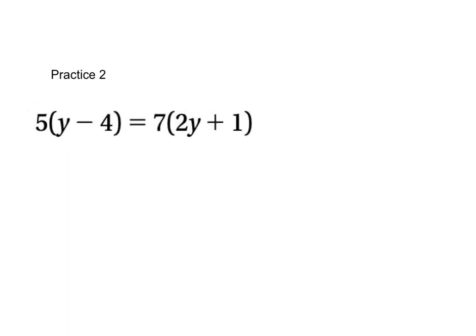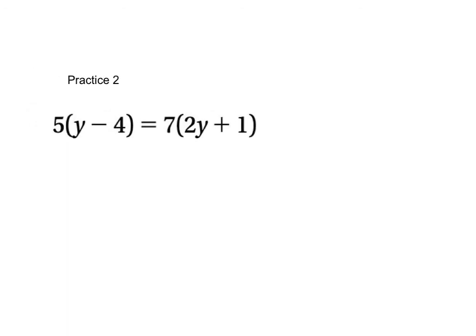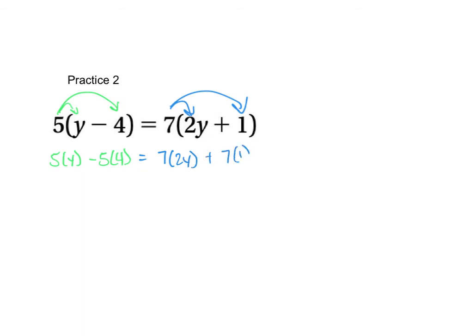Okay, next problem, we've got 5 times y minus 4 equals 7 times 2y plus 1. What we have to do is distribute. This becomes 5 times y minus 5 times 4, and that's equal to 7 times 2y plus 7 times 1. This left side becomes 5y minus 20 equals 14y plus 7.